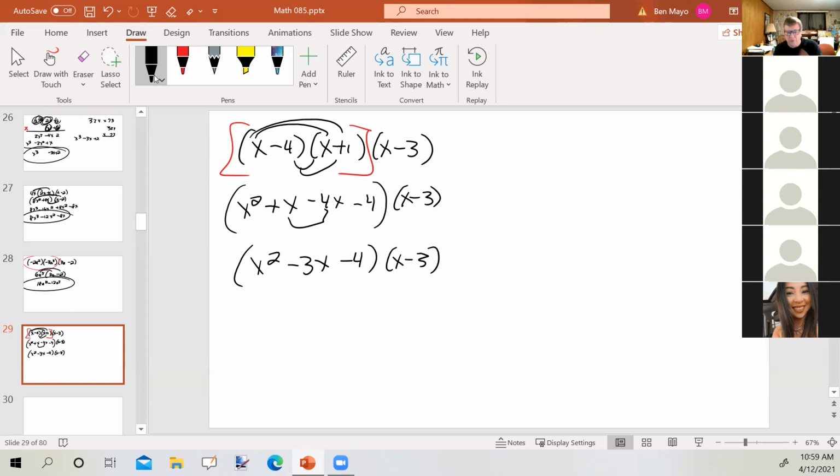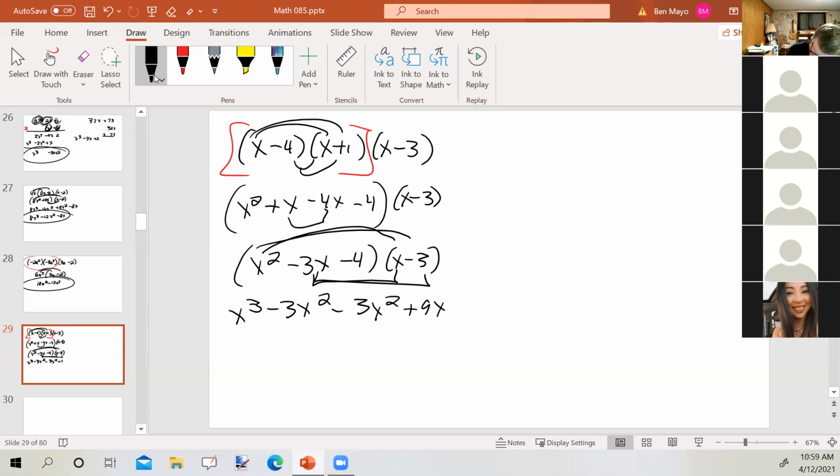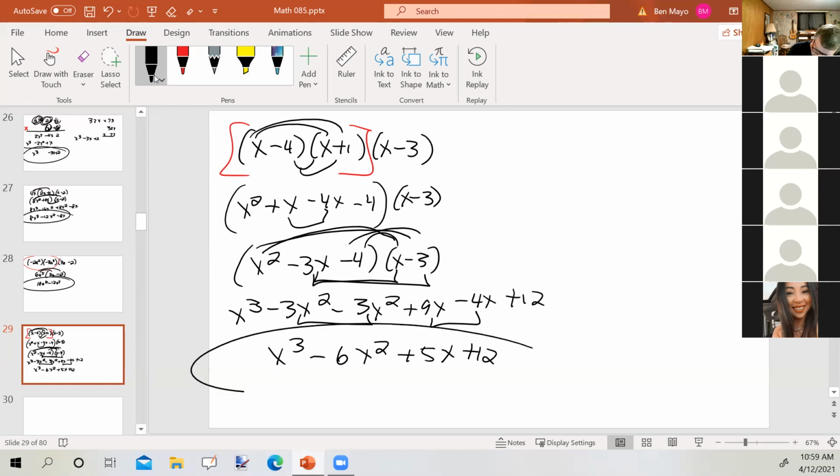And then that's going to get multiplied by that last binomial. So we've got x cubed minus 3x squared minus 3x squared plus 9x minus 4x plus 12. x cubed minus 6x squared plus 5x plus 12.